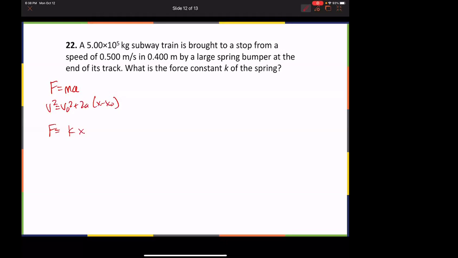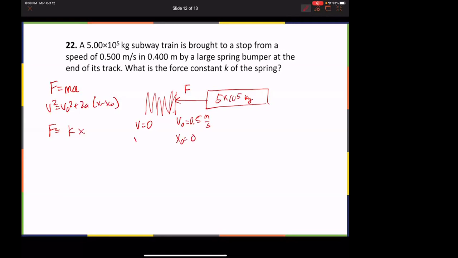All right, so for this problem, right here we have a train, and it's 5 times 10 to the 5th kilograms. And there's some force that it has, and it hits a spring, and it's hitting that spring with an initial velocity of 0.5 meters per second. Its final velocity is 0, x naught is 0, and x is 0.4 meters.